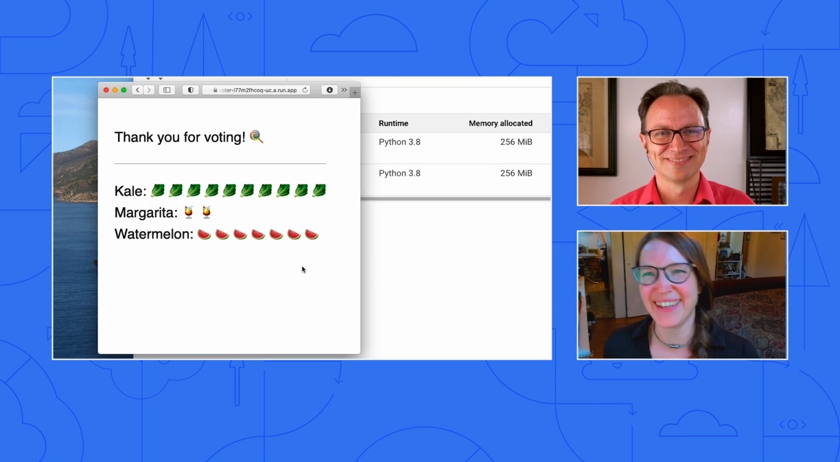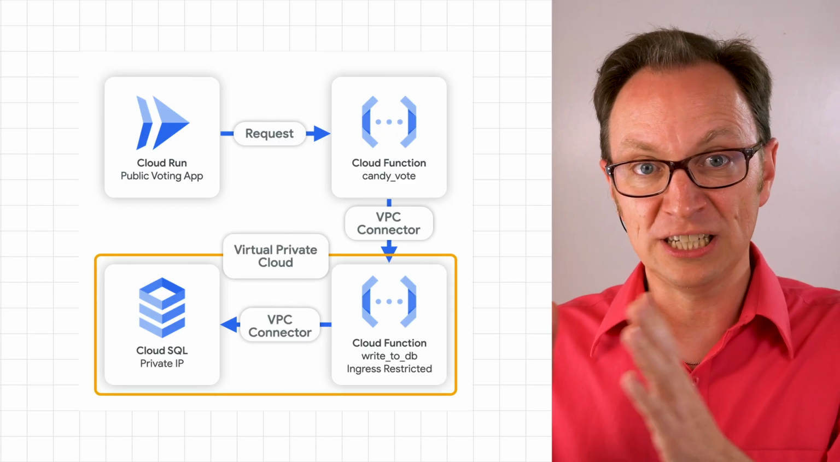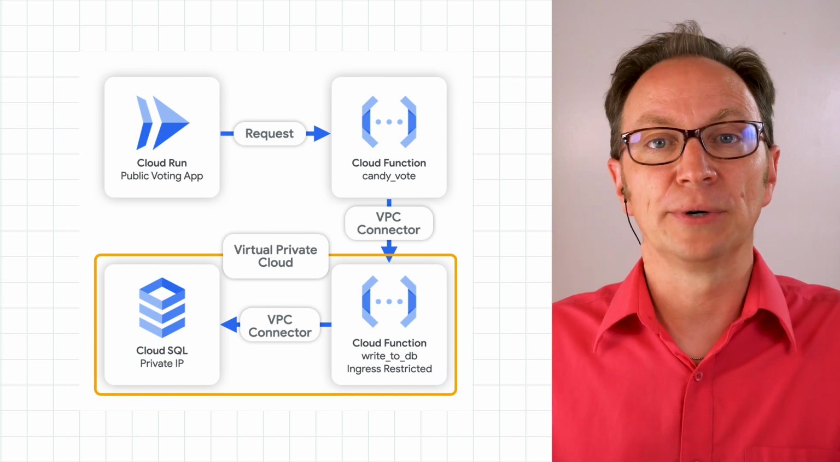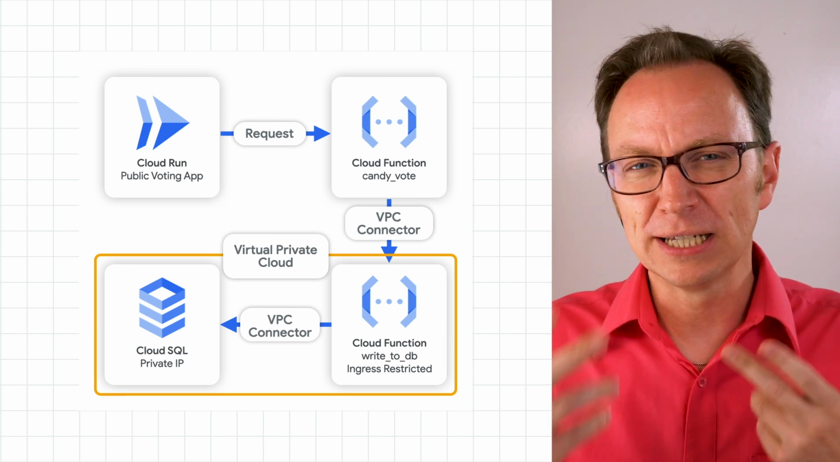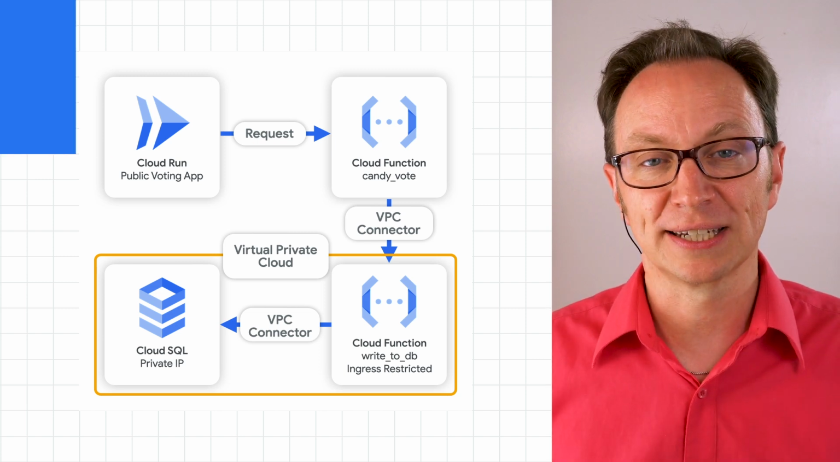Kale's winning. Oh no! Holly really wants to ensure that there are zero fraudulent writes to her database in the future. How do we achieve this? Well, she should update the settings on her write-to-db function to only allow internal traffic. This will exclude any network requests not originating from the same project.